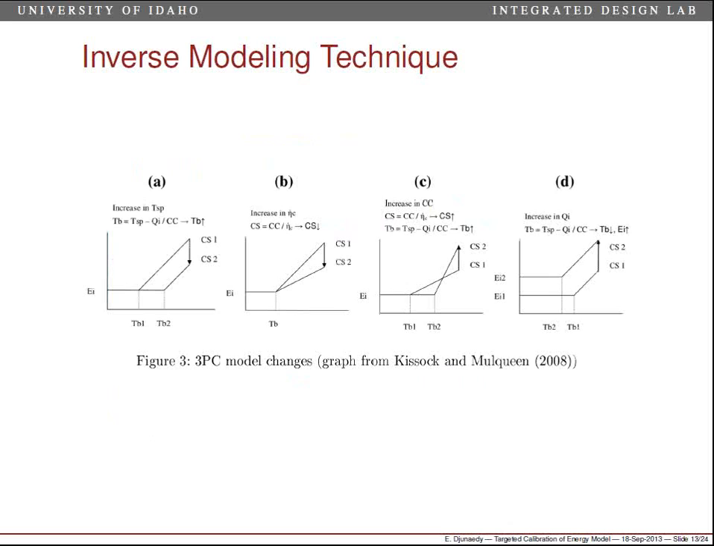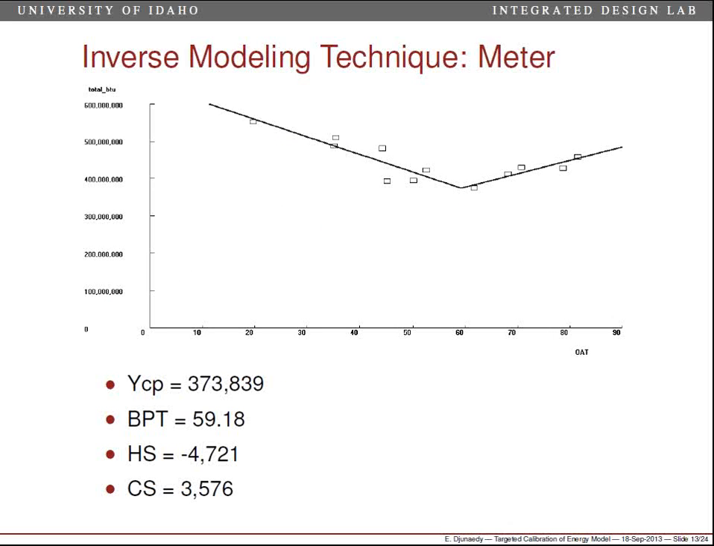And here is an example that I did for this particular building. This is the inverse modeling technique for the last 12 months from the meter. It is not a straight line and then a curve, but now it's like a V. It's a signature. So now we have a heating slope here, a cooling slope here, we still have the base load here, and we still have the balance point temperature right there.